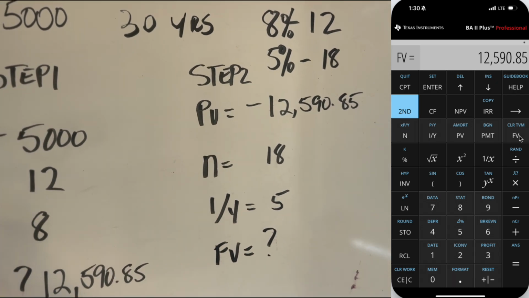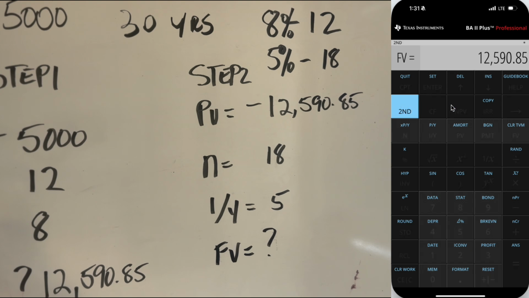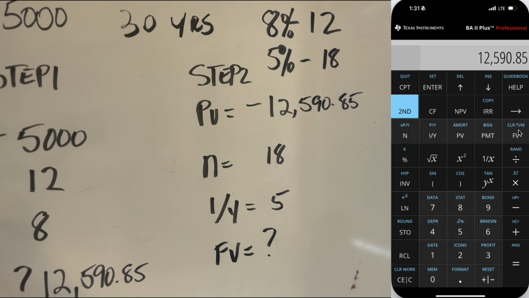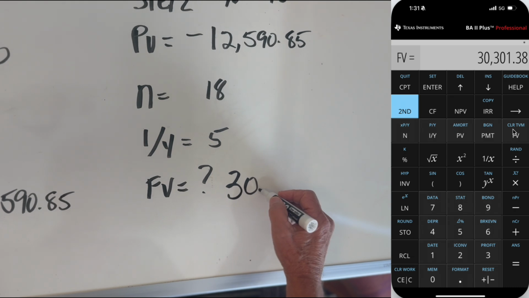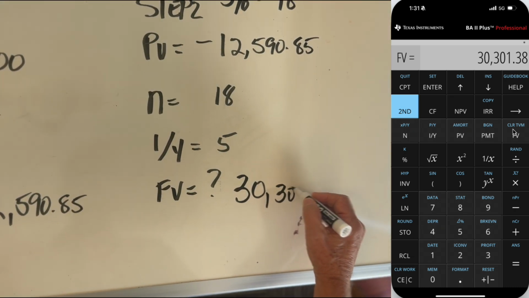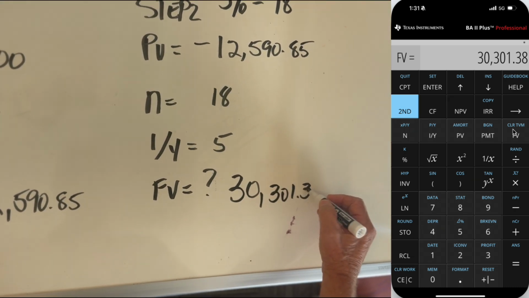So first thing I'm going to do is hit second, clear time value of money, and you notice that that number is still in my register. I'm just going to change the sign to a negative, put that in the present value register, type 18, put that in my N register, and we're going to earn 5%, and I put that in my IY, and I compute the future value. The overall value you should end up with is $30,301.38.